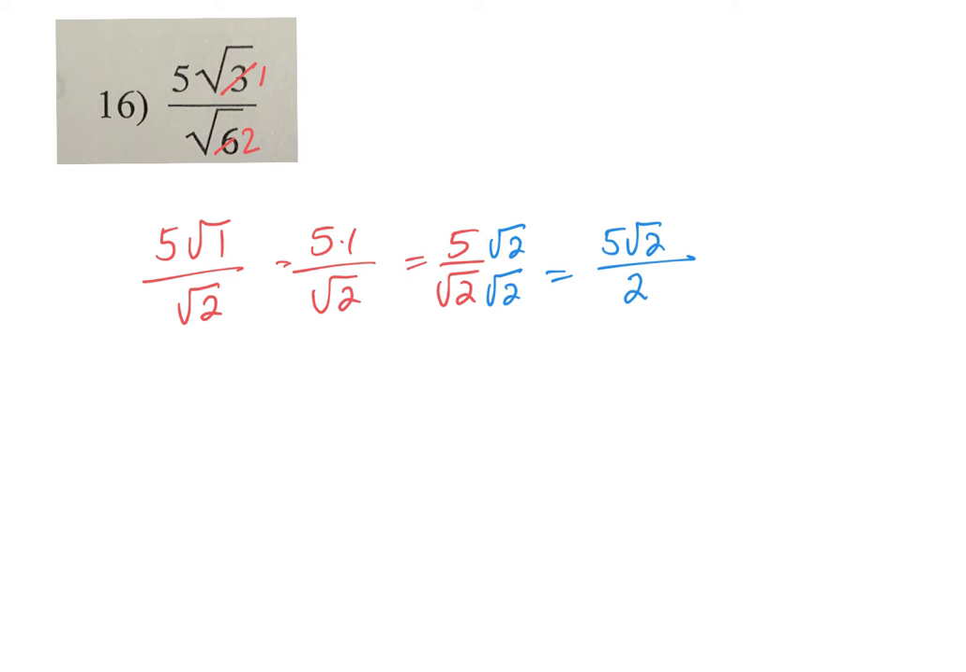Now here, the 5 is on the outside and the 2 is on the outside. I cannot reduce that. We have a square root of 2 on the inside in the numerator. I can't reduce that with anything. So this is my final answer here. 5 square root of 2 over 2.